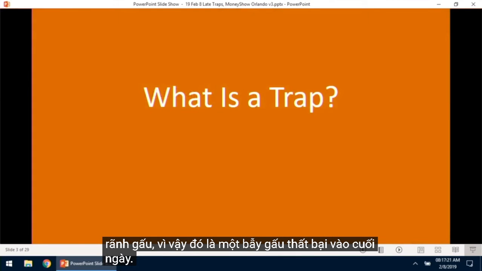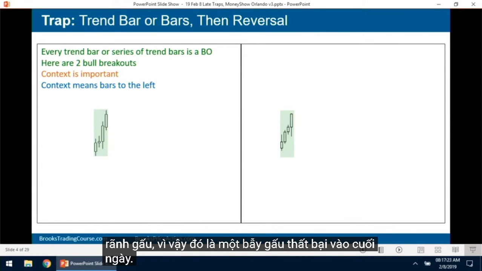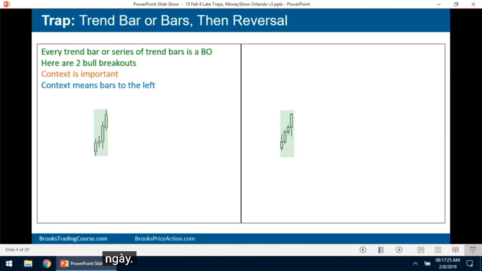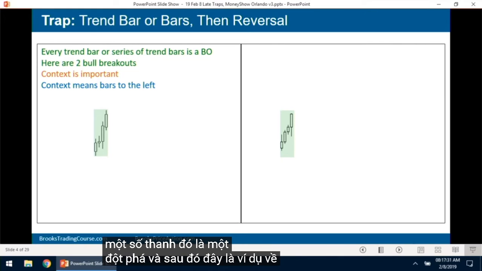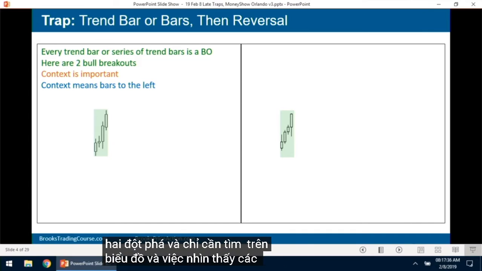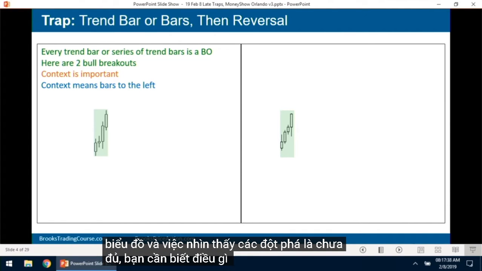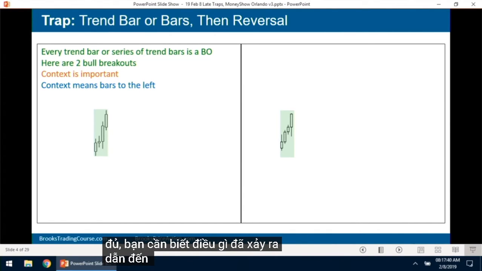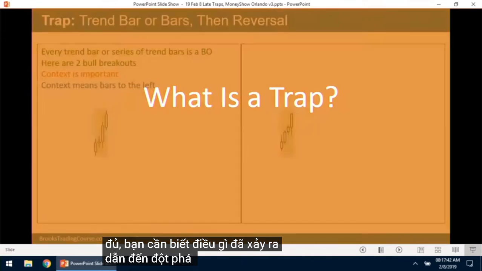Now, what is a trap? Anytime you see a trend bar, in this case bull trend bars, one bar, several bars, it's a breakout. And here are examples of two breakouts. Just looking at the chart and seeing the breakouts is not enough. You need to know what took place leading up to the breakout.